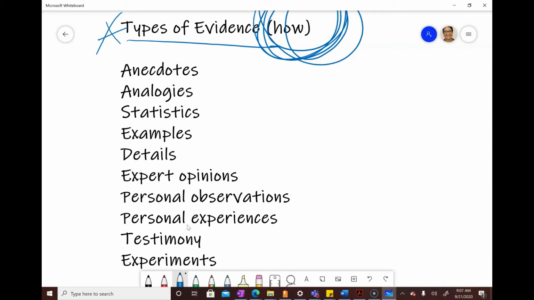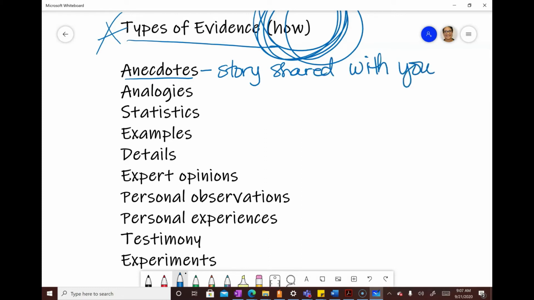So the very first one, anecdotes. Sometimes we refer to anecdotes as personal examples, but an anecdote is not necessarily a personal example. A personal anecdote is a personal example, but an anecdote is a story that you share, so a story shared with you, and you're sharing this story with your readers. So it's someone else's personal story.